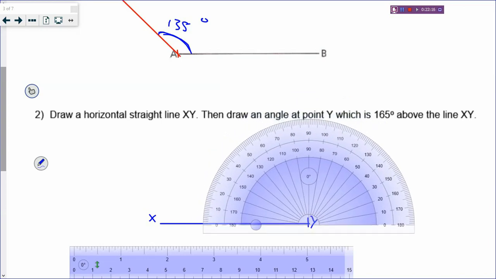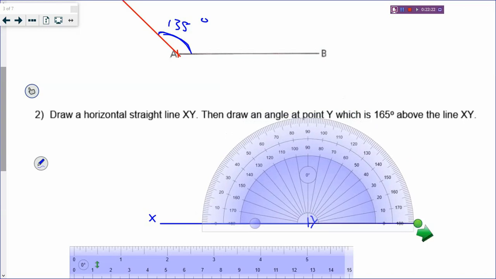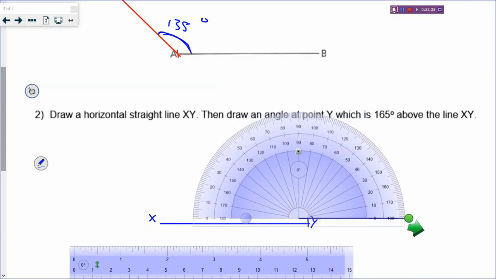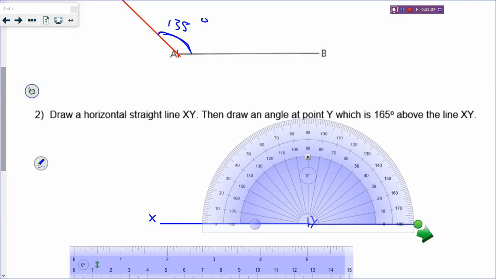Once you have done that, what do you do? Then you look for 165 degrees. Which side of the zero do you look at? You should be looking on the left side, because your XY is on the left side of the protractor. Can you see that? So you look at the zero on the left side and look for 165 degrees, which is somewhere here. Okay, that's your 165 degrees.